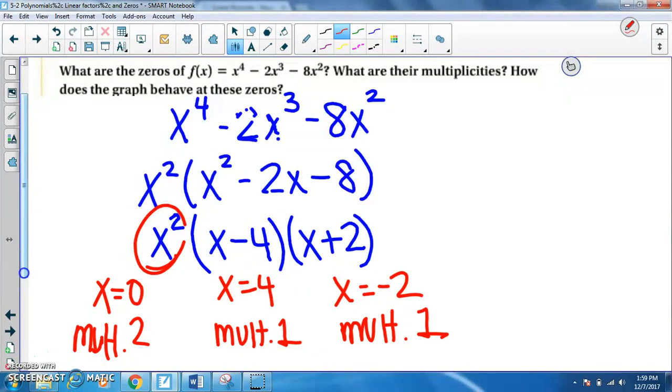So at x equals 0, we would bounce because we would look like a quadratic. For x equals 4 and x equals negative 2, we would just go through.